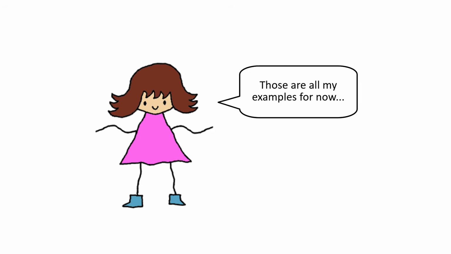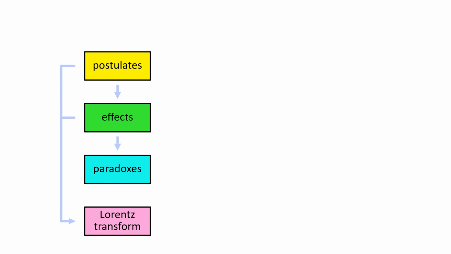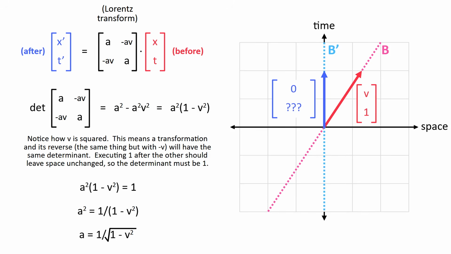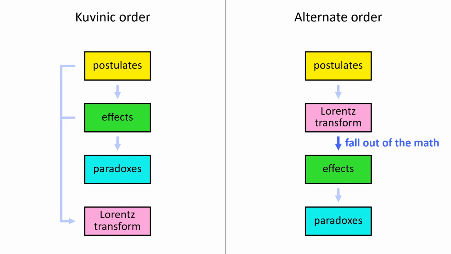With that, we've seen how the Lorentz transform recontextualizes every effect and paradox I've covered in the series. But that raises an interesting question about the ordering of things. I use time dilation in my Lorentz transform derivation, but technically the postulates are all you need. For example, instead of using the value of g, we could solve for a using the determinant. So if you instead start with the Lorentz transform, it kind of comes with all the effects for free since they naturally fall out of the math. So why not do things in this order?